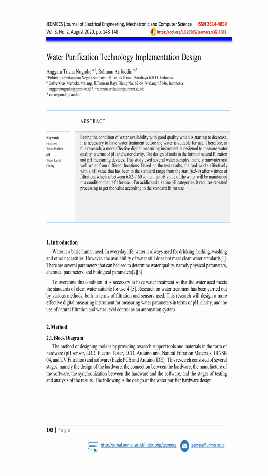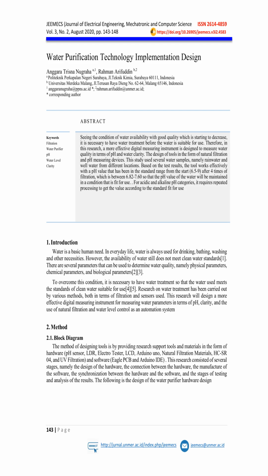Abstract. Keywords: filtration, water purifier, pH, water level, clarity. Seeing the condition of water availability with good quality which is starting to decrease, it is necessary to have water treatment before the water is suitable for use. Therefore, in this research, a more effective digital measuring instrument is designed to measure water quality in terms of pH and water clarity. The design of tools is in the form of natural filtration and pH measuring devices.